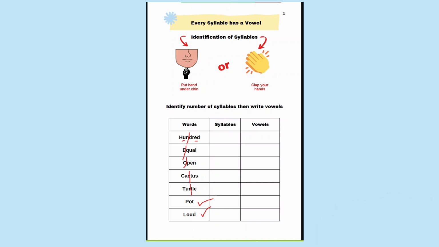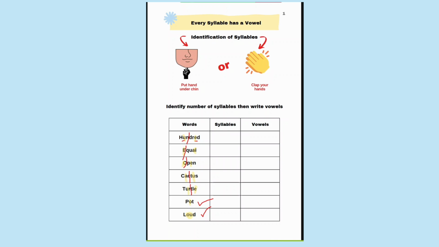So I am highlighting vowels for you also. Two syllables means two vowels. Two syllables mean two vowels. Two vowels, one vowel and one vowel.